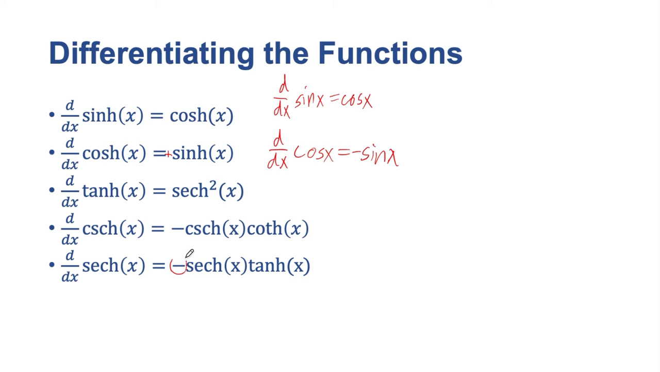We don't have a negative in our normal trig function when we differentiate secant, but hyperbolic secant goes to negative hyperbolic secant times hyperbolic tangent. And then finally, for the derivative of coth, that's just going to be negative csch squared of x. All right, so those are the derivatives. Pause the video if you want to take notes on this. You should remember these. All right, now let's talk about the inverse hyperbolic functions.